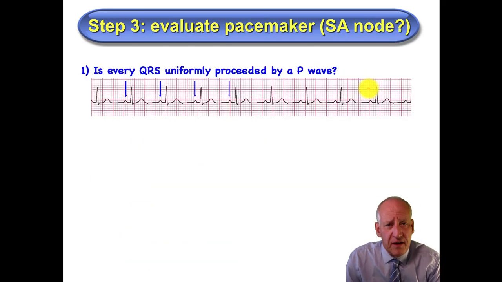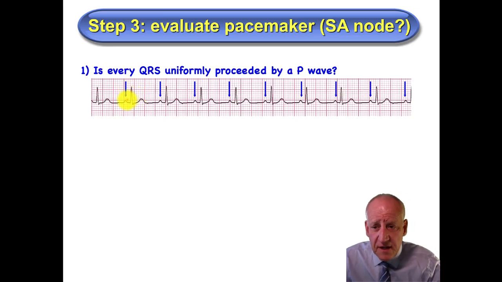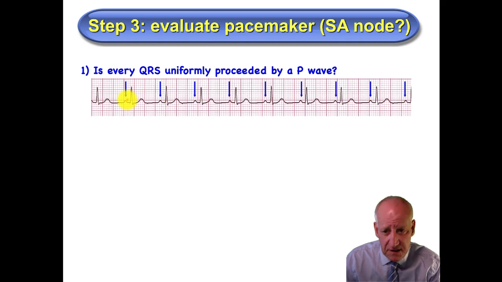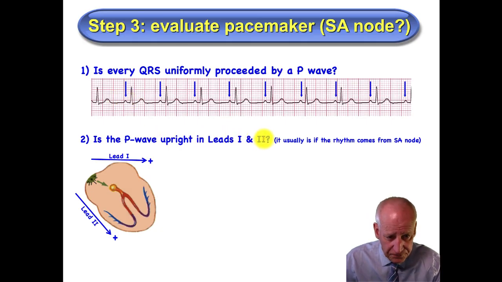Step 3 is to evaluate whether the SA node is pacing the heart. And the easiest way to do this is to assess whether each QRS is uniformly preceded by a P wave. Here, here, here. All throughout the recording, the QRS complex is triggered by a preceding P wave. And if this is the case, then it is quite likely that the SA node is pacing the heart. Another criteria is to assess whether the P wave is upright in leads 1 and 2.